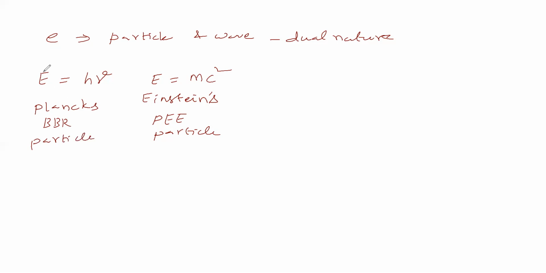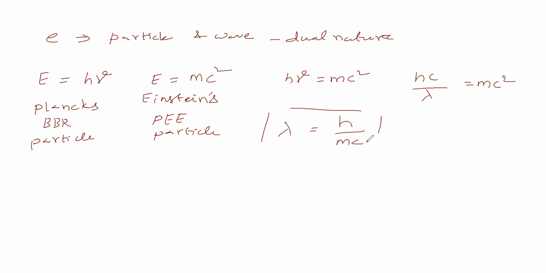Now let us substitute this E into this place. We will get h nu is equal to mc square. Then we substitute nu, which is c by lambda, and simplify. We will get lambda is equal to h by mc. This is for electromagnetic radiation, because black body radiation and the photoelectric effect are electromagnetic radiation. Lambda is wavelength, h is Planck's constant, m is mass, c is velocity of light in vacuum.